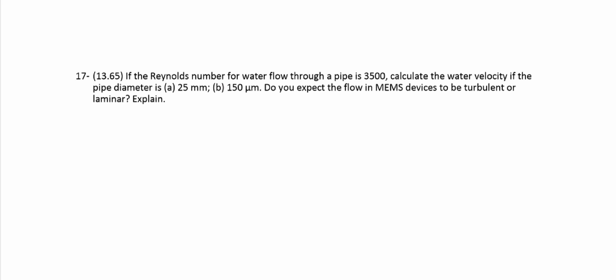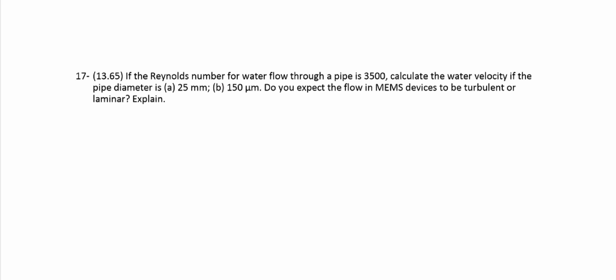Moving on to the final problem for homework number 6, let's go to problem number 17. The statement for problem number 17 reads as follows. If the Reynolds number for water flow through a pipe is 3,500, calculate the water velocity if the pipe diameter is 25 millimeters and 150 micrometers. Do you expect the flow in MEMS devices to be turbulent or laminar? Explain.